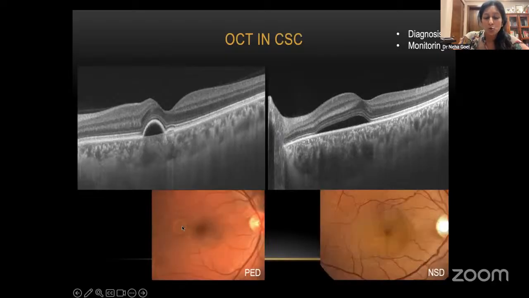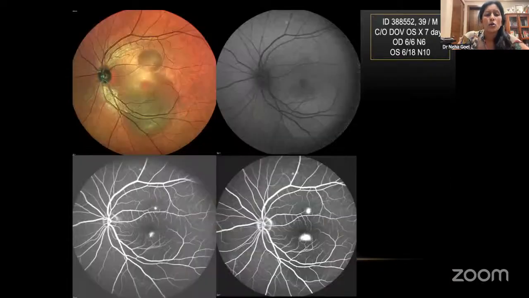So the first picture is of a PED. Clinically, you see it's more well-defined, more reddish as is classically described. The side picture is of a neurosensory detachment. It is more diffuse and you can see the color is more transparent compared to a PED. Now, looking at acute CSC, this is a case of acute CSC.